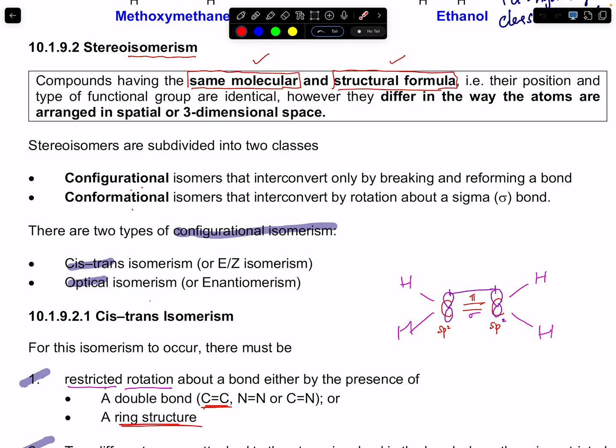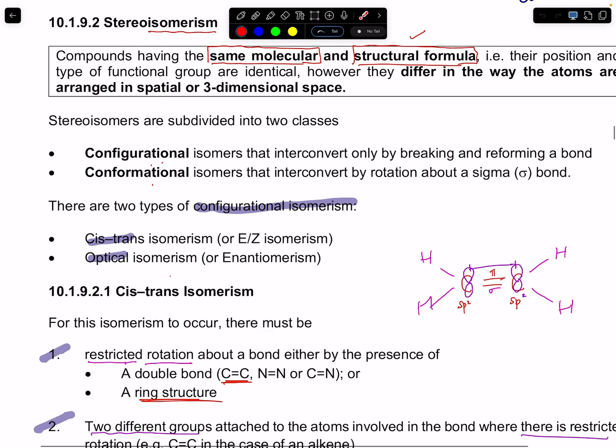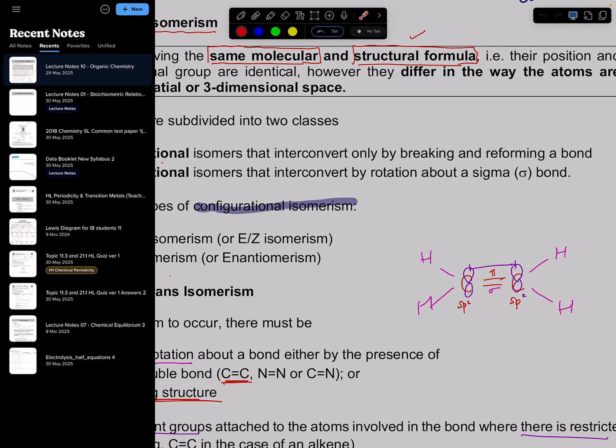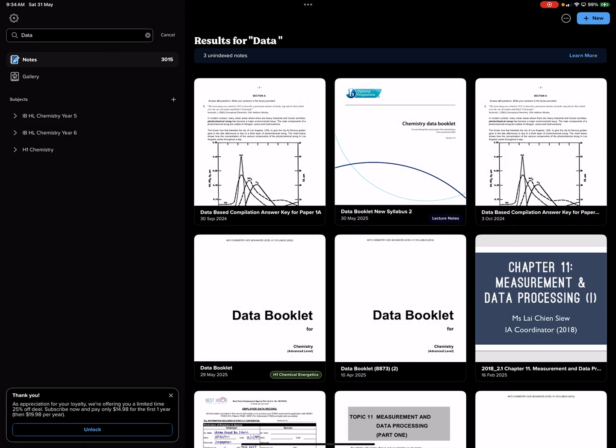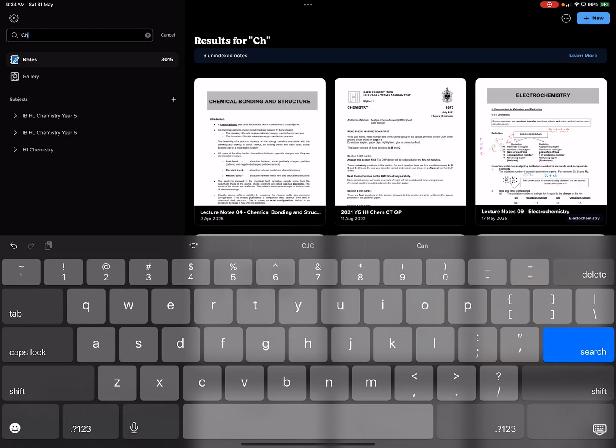Conformational is no longer in your syllabus, but it can appear in Paper 1B as a data-based question. Now, there are two types of configurational isomerism. We call it cis-trans, or E/Z, and optical isomerism. So I'm going to toggle, guys, between this as well as your chem guide so that you guys are very well aware of what is tested and what is not tested.